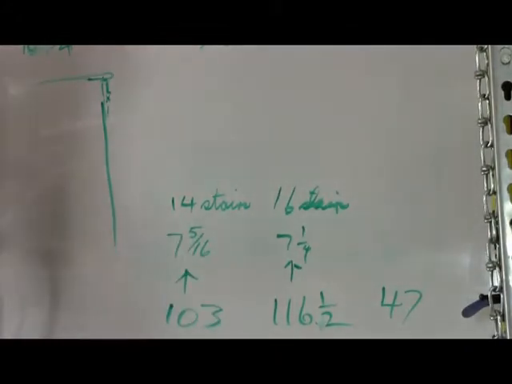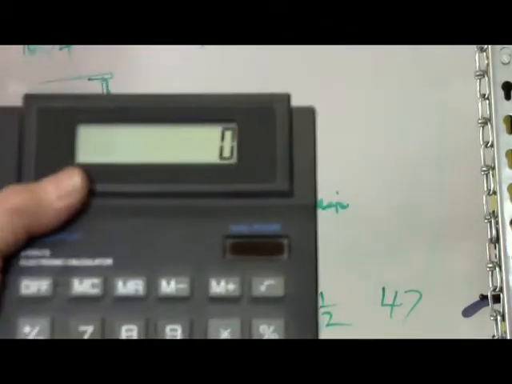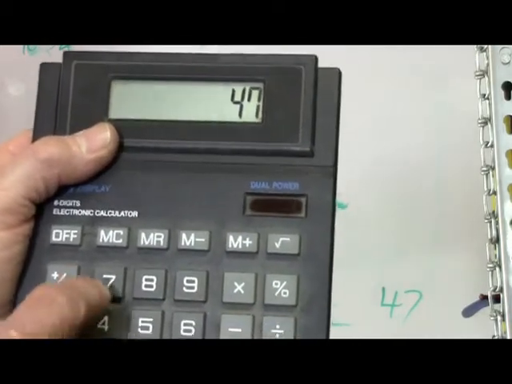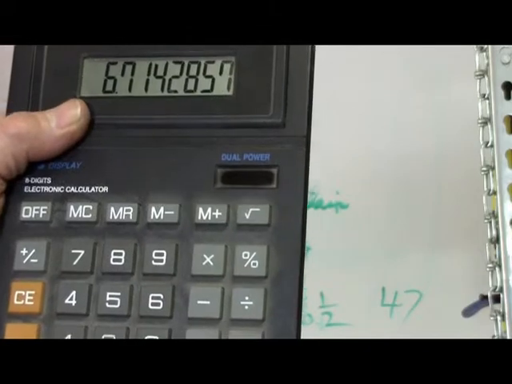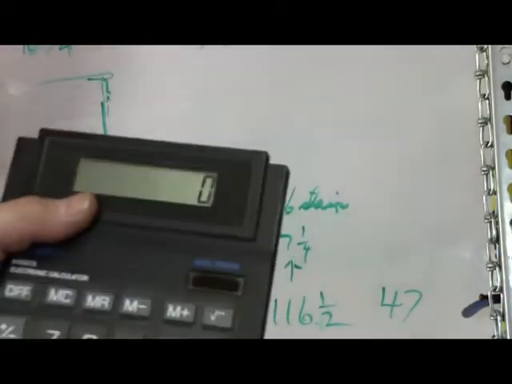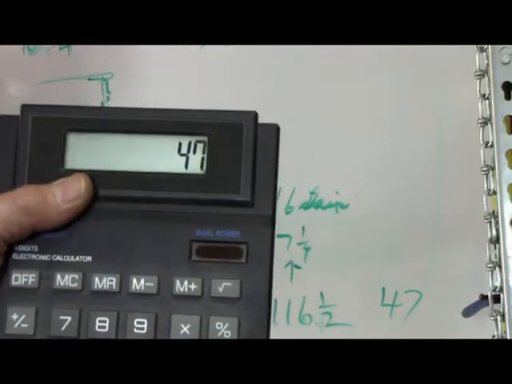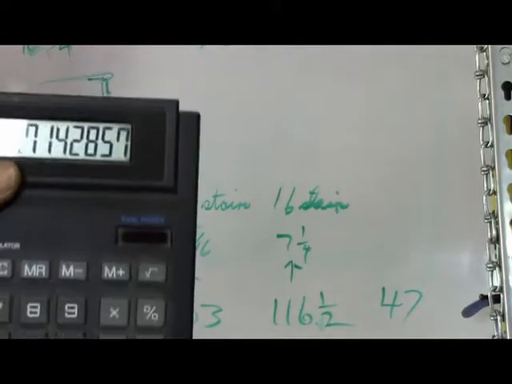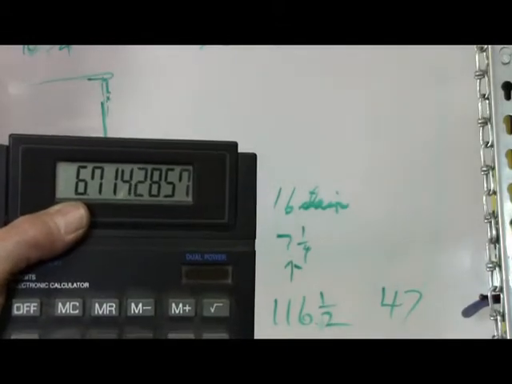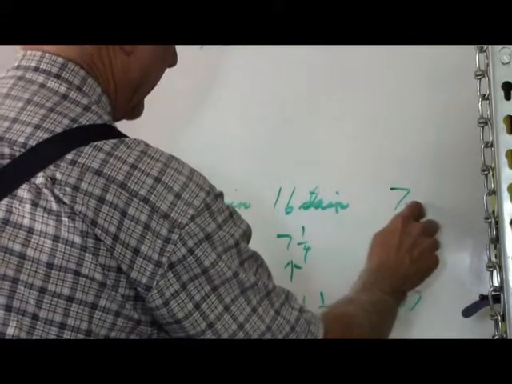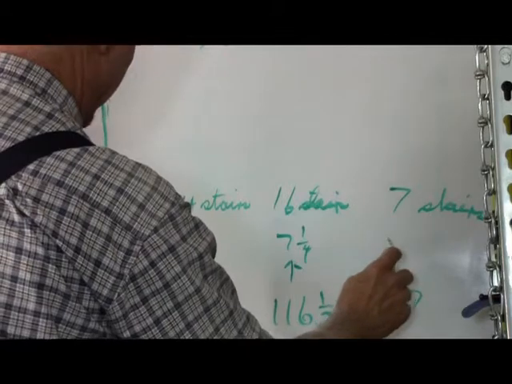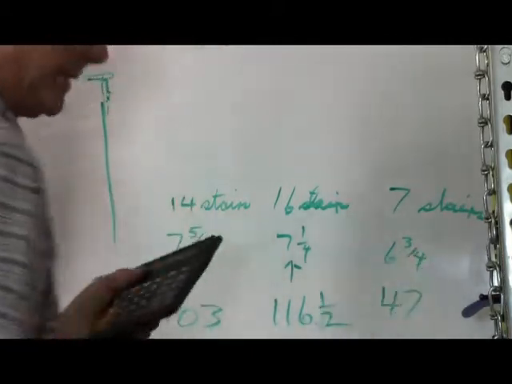Okay, now let's take the number 47. 47 divided by, let's just start with 7 again, equals almost 7 steps. So we'll try 47 divided by 7 equals 6 3/4 of an inch. So that's not bad. This one we have 7 stairs, and it's going to be 6 3/4 inch. Okay, now we have all our numbers.